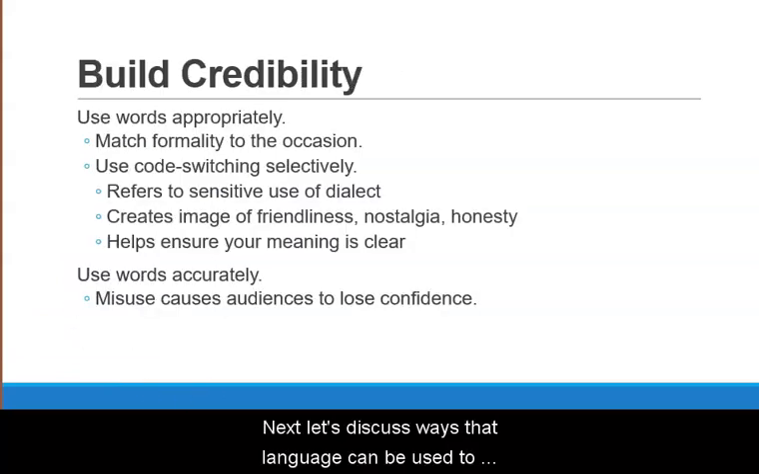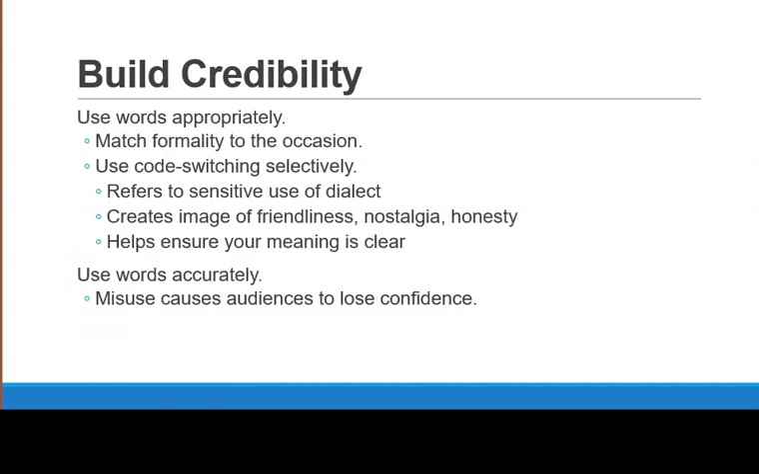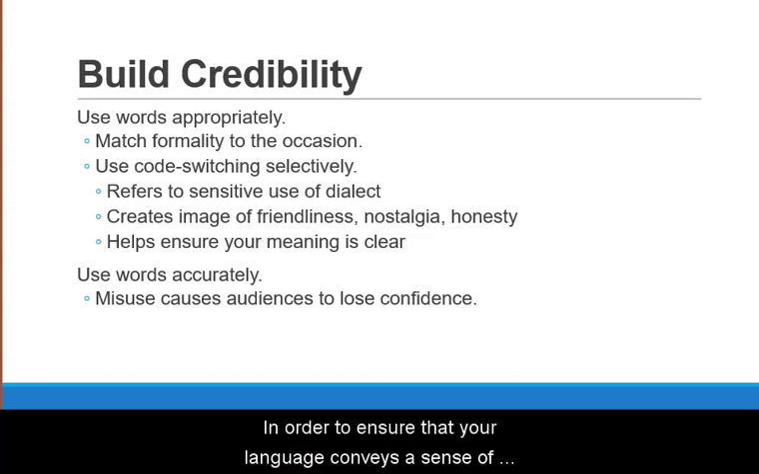Next, let's discuss ways that language can be used to build speaker credibility. Can you remember a time where someone that was meant to be trustworthy pronounced a word incorrectly or said something informally and it made you trust them a bit less? Words have the power to shape how your audience perceives your credibility. In order to ensure that your language conveys a sense of credibility, consider if you're using words appropriately. Does this word mean what I think it means? An example of this would be the time that I heard a student give a speech over the process of phlebotomy, but consistently referred to the practice as philanthropy. They're not exactly the same.